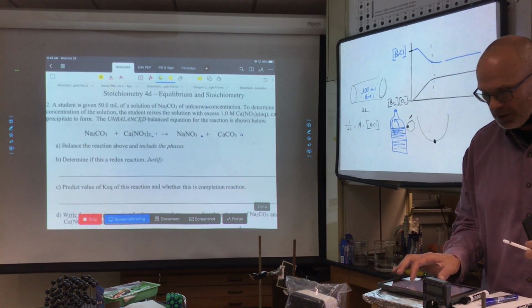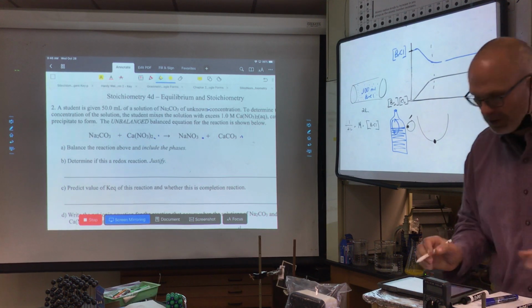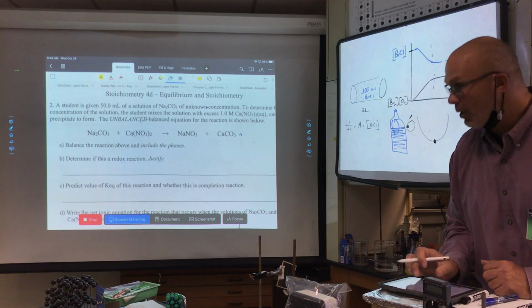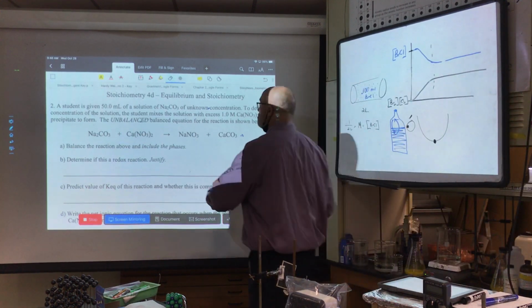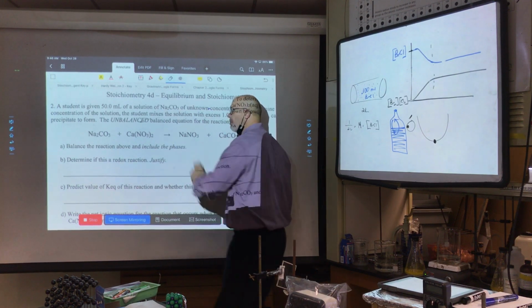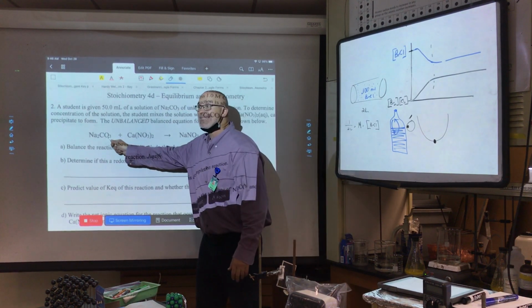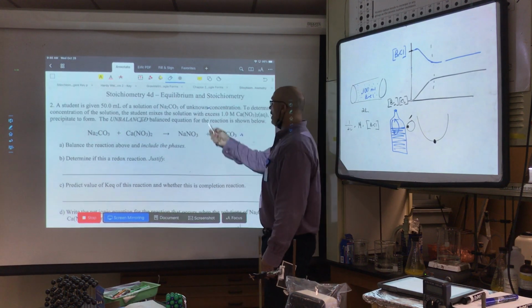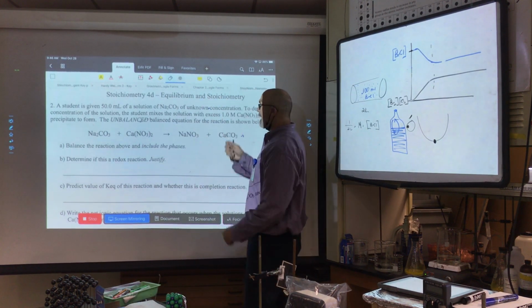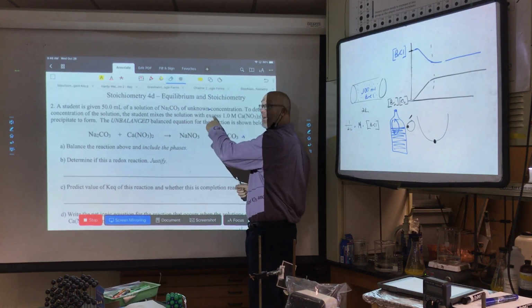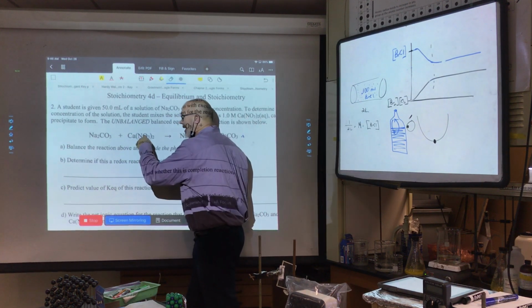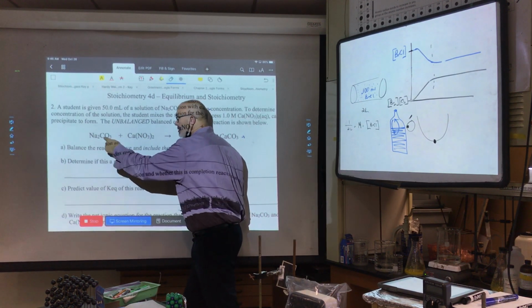Okay. So here is something that we've done in class. Now we're going to precipitation analysis. Next page. And so here's the problem. A student is given 50 milliliters of volume of a solution of sodium carbonate. Hey, sodium carbonate. That's soluble, group 1 ion, of an unknown concentration. We don't know its concentration. We're going to add, and they said what? Excess calcium nitrate, who's also soluble. We're adding excess to figure this out.